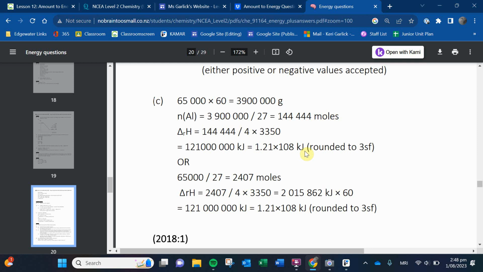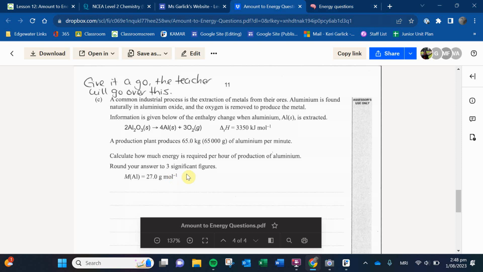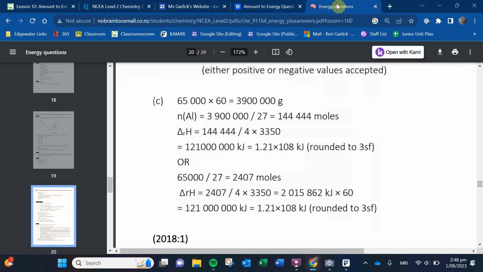It's the exact same steps that you guys were doing before. Take the mass, divide it by its molecular mass, figure out the moles. Take the energy, divide it by the number of whatever we're solving. In this case, since we are doing this working for aluminium, I look for aluminium in my equation and I look for the coefficient for that aluminium. That's 4. That's why I'm dividing it by 4. Then I just take those two answers and multiply them together. The only thing that's different is you multiply by 60 since they were asking per hour.